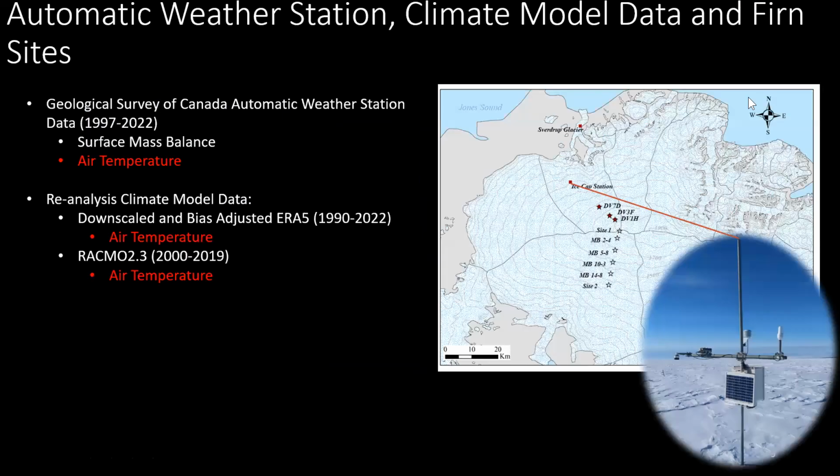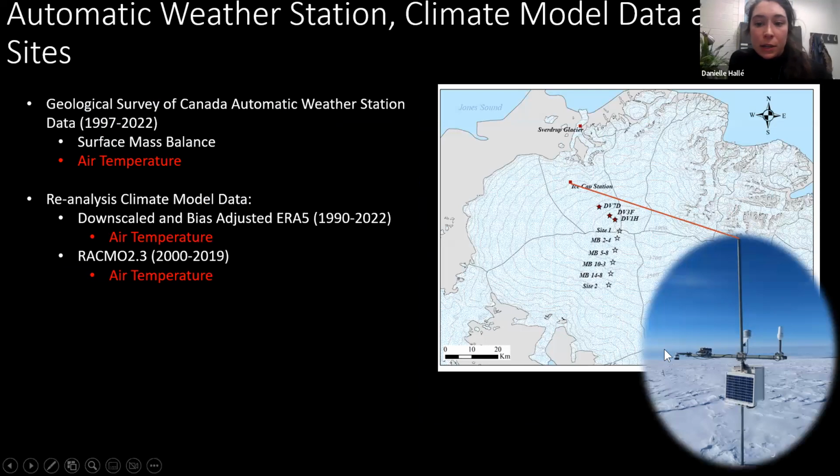So in addition to the firn cores, we're also using automatic weather station data. Here's a map of Devon Ice Cap, and along the mass balance transect, which goes from Sverdrup Glacier on the map to near the summit of the ice cap at DV1H, each red square that you see on the map is where we have weather stations.